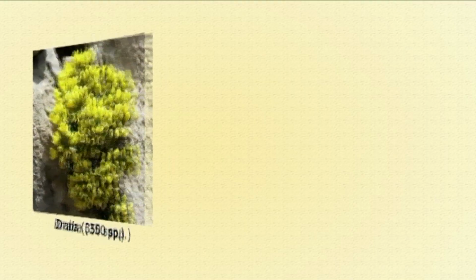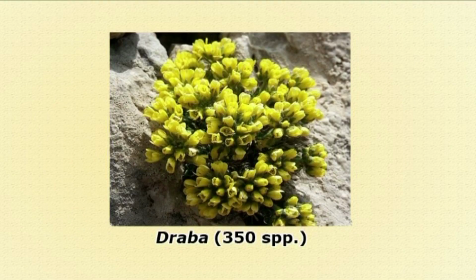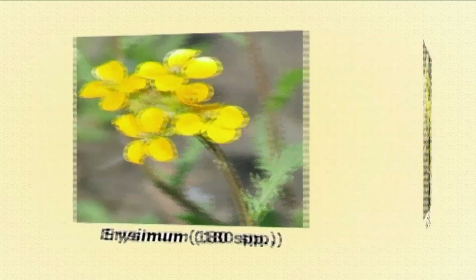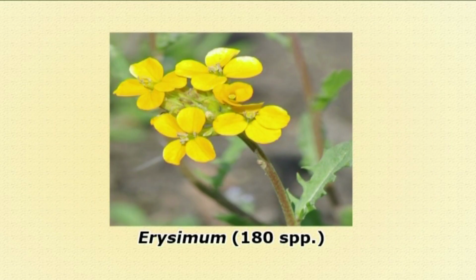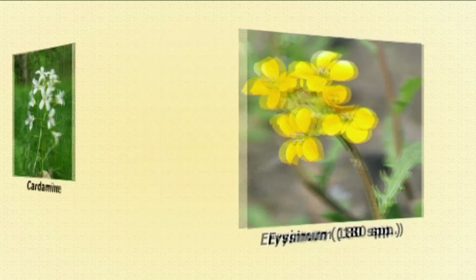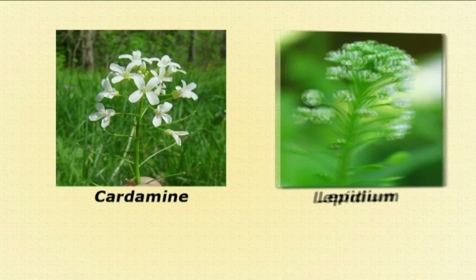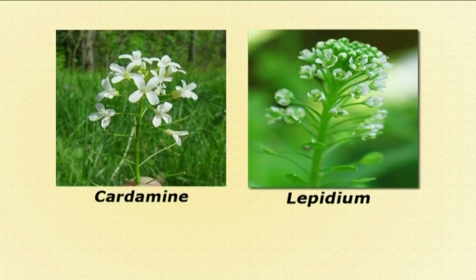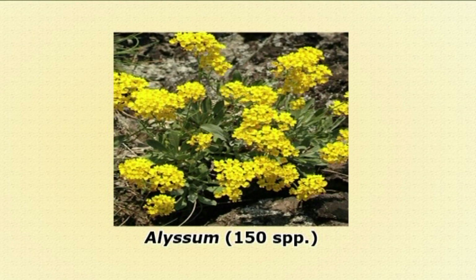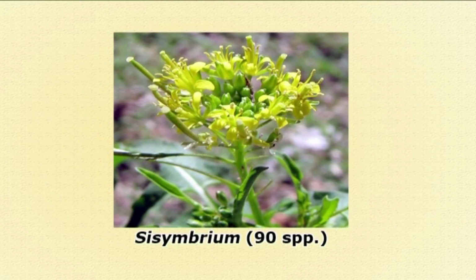Some of the species-rich genera in this family are Draba, having a species richness of about 350 species all over the world. This is followed by Erysimum with 180 species. Then Cardamine and Lepidium, two different genera, each of these genera have 170 species. Then Alyssum having 150 species, followed by Sisymbrium having about 90 species throughout the world.